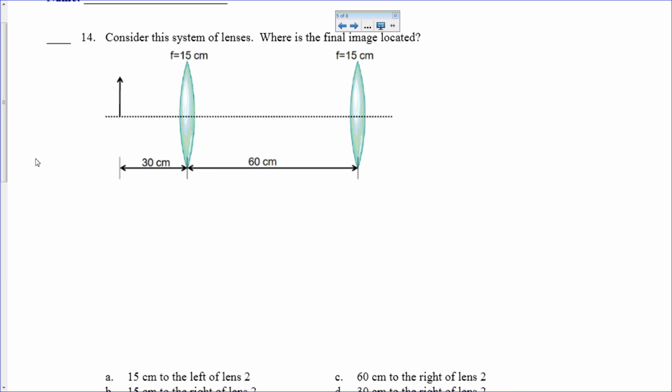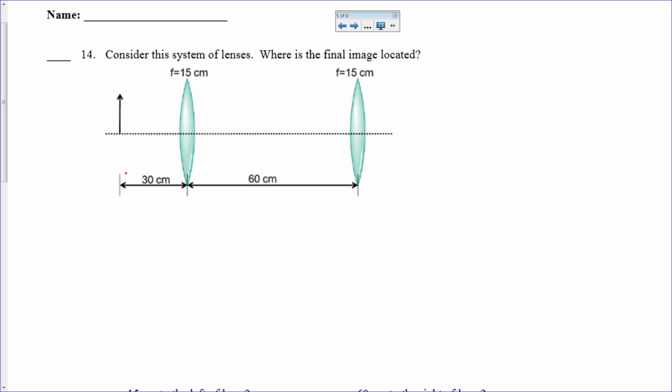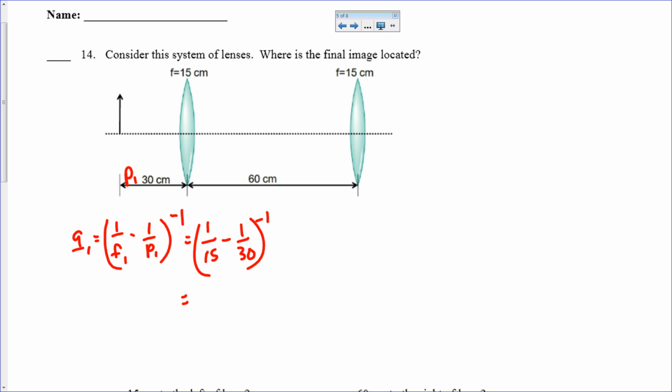For number 13, consider the system of lenses. Where is the final image located? Oh, so this is P1, so I can find Q1, which is 1 over F1 minus 1 over P1, to the negative 1. That's 1 over 15 minus 1 over 30, so the negative 1 is 2 over 30 minus 1 over 30, which is 1 over 30. So it's 30 centimeters. That means that my image is right here.